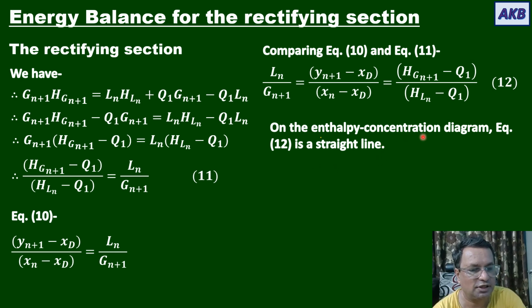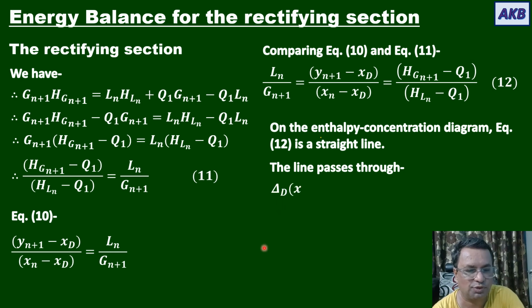So on the enthalpy concentration diagram, equation number 12 is a straight line, and this particular straight line passes through some points. Which are these points? One is having coordinates of xD, Q1. That point we will represent by delta D on the enthalpy concentration diagram. At the end I'll tell you how these points are plotted.